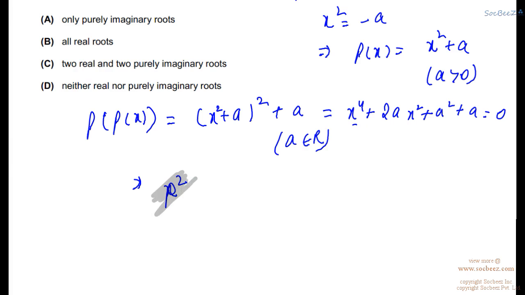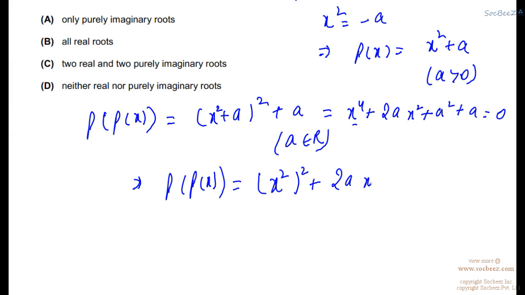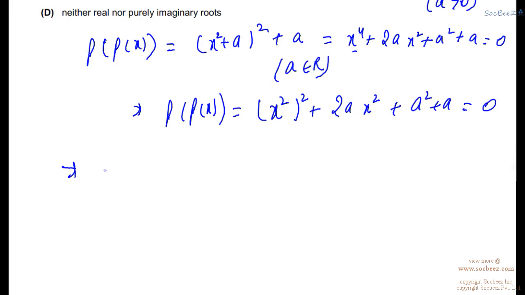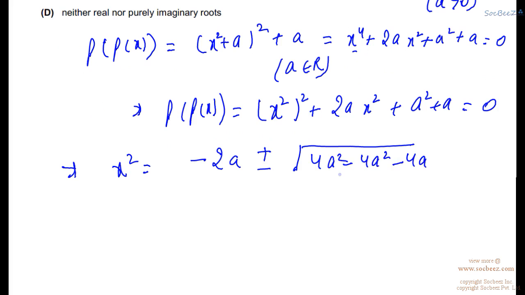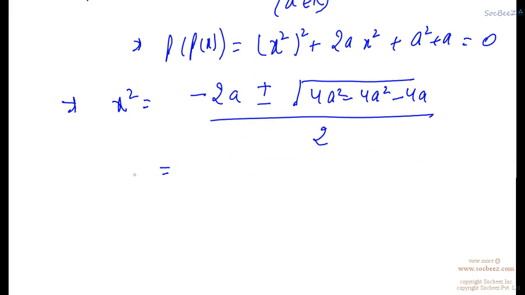So we can write p(x) as (x square) whole square plus 2a x square plus a square plus a equals to 0. Therefore x square equals minus 2a, using the Sridharacharya method, plus minus under root 4a square minus 4a square minus 4a, upon 2. So this gets simplified to x square equals minus a plus minus under root a.